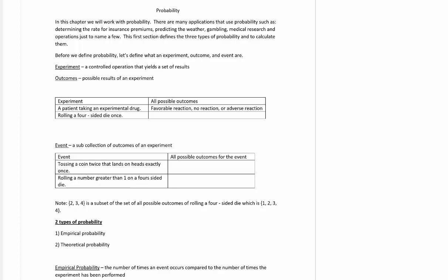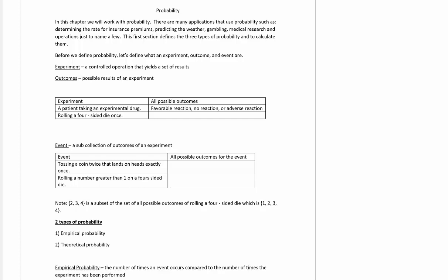In this video, we're going to talk about probability. Before we define probability, let's define what an experiment, an outcome, and an event are. An experiment is a controlled operation that yields a set of results, and outcomes are possible results of an experiment.